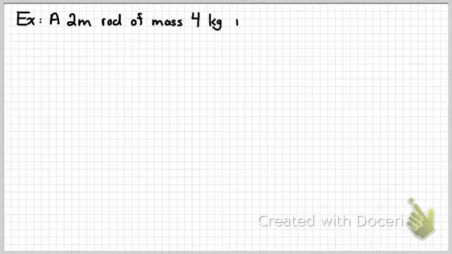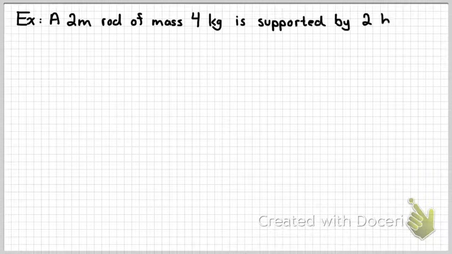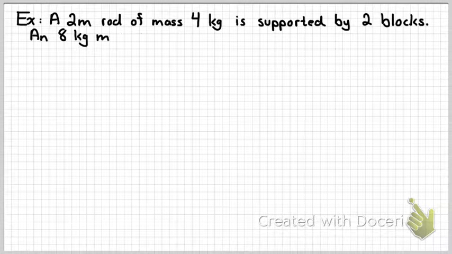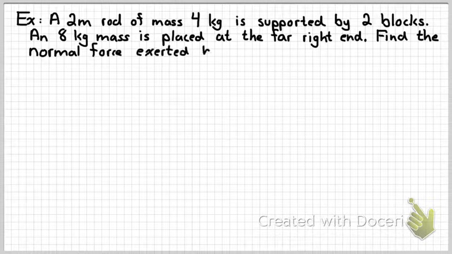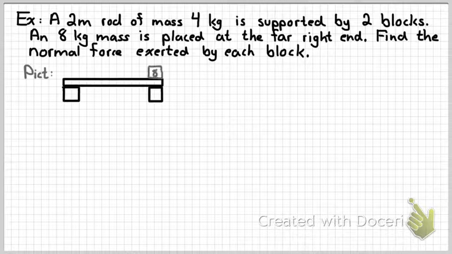So let's look at a real quick example. I've got a 2-meter rod, mass 4 kilograms, supported by 2 blocks on either end. And then we stick an 8-kilogram mass at the far right end. What we want to do is figure out the normal force exerted by each block. So a picture might look something like that.